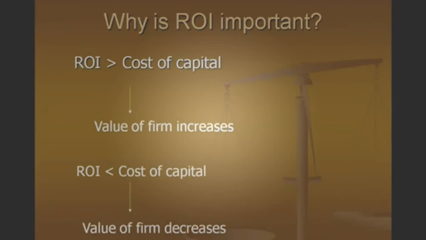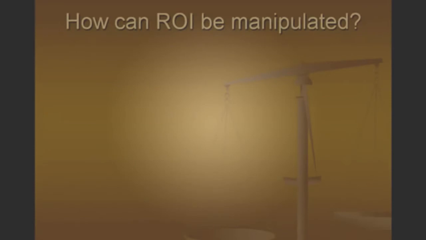Do you buy there'll be an incentive to increase ROI to look good? So that brings me to the question, how can managers cheat? Okay, the word cheat may not be appropriate because it's too strong. So let me rephrase. How can managers manipulate? I think that's a better word. Manipulate to increase ROI. How can ROI be manipulated?